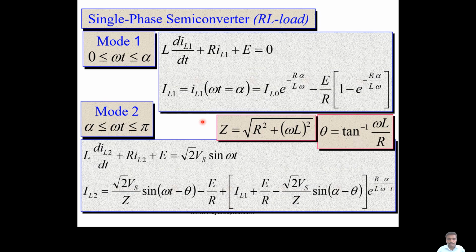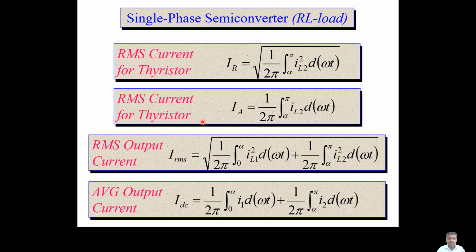So mode 1 is calculated for 0 to alpha. Mode 2 is calculated for alpha to pi. This is nothing but the conduction period. These are some values of the RMS current, RMS output voltage, and also the average output voltage equation.